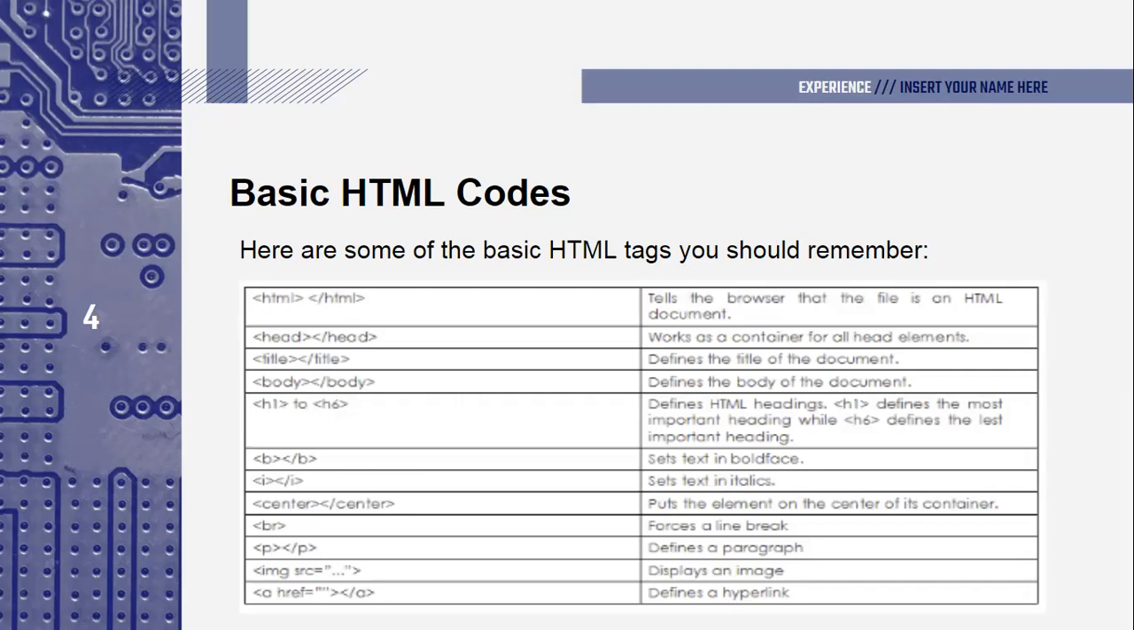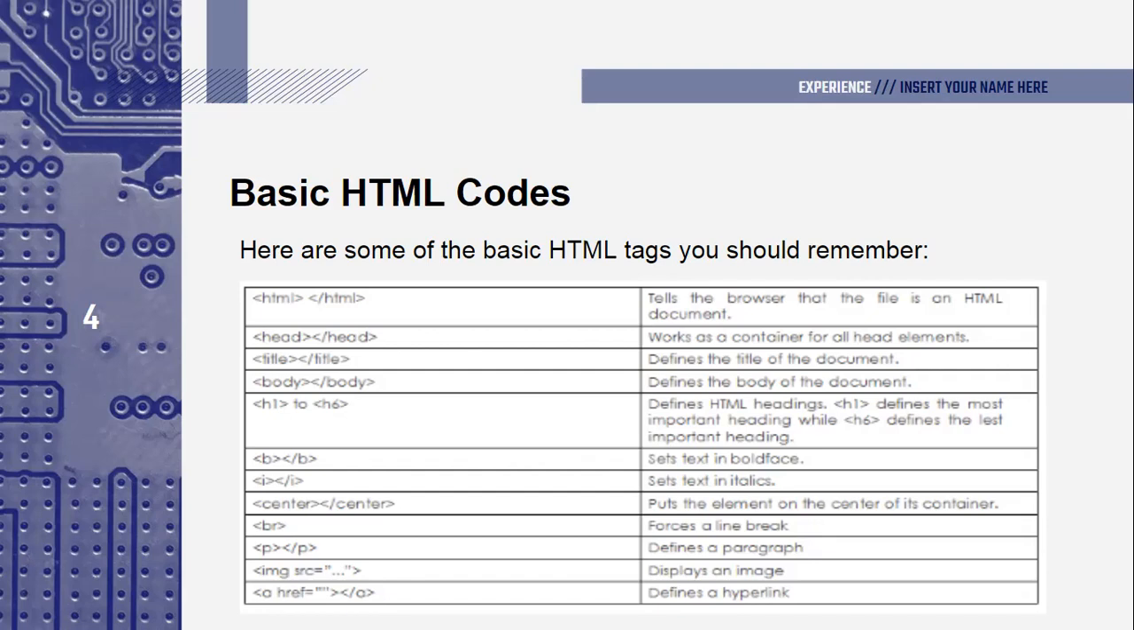After the HTML, we have the head tag. Head tag works as a container for all head elements. After that, we also have the title tag. Title tag defines the title of the document or your website. We have also the body tag. Body tag defines the body of the document.